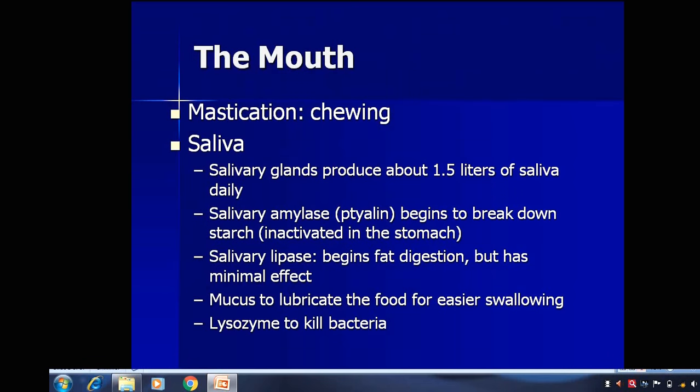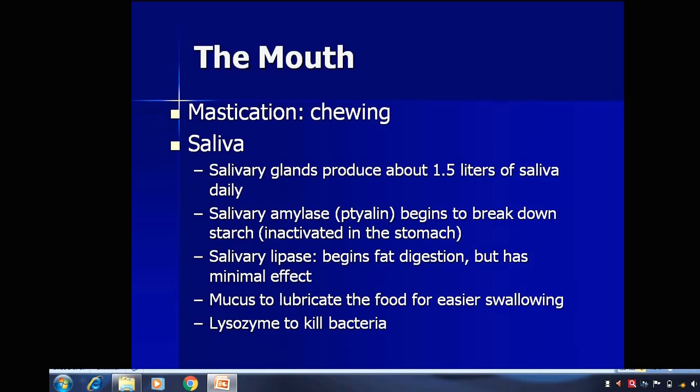In the mouth, the first step is mastication, or chewing. The salivary glands produce about 1.5 liters of saliva daily. Salivary amylase begins to break down starch. Salivary lipase begins fat digestion but has minimal effects, while mucus lubricates the food for easier swallowing and lysozyme kills bacteria.